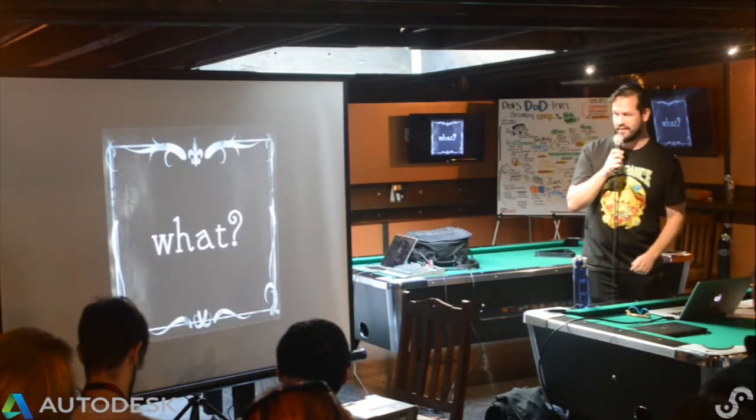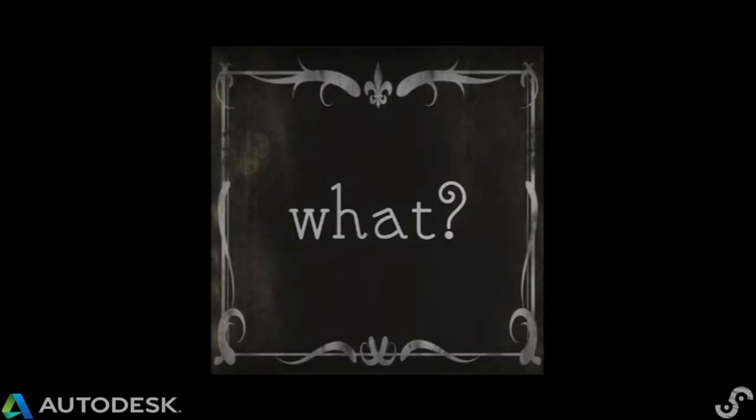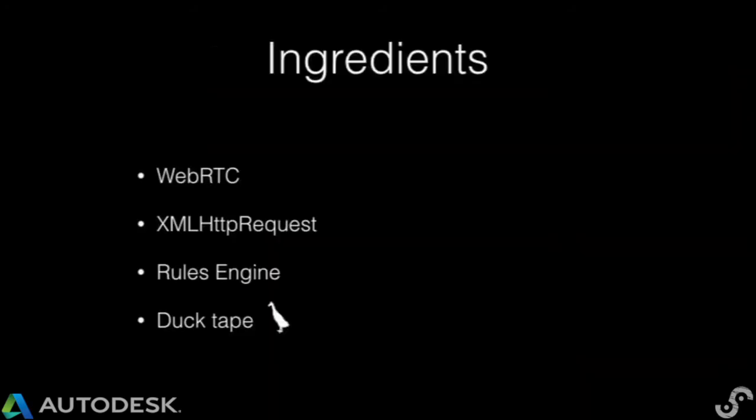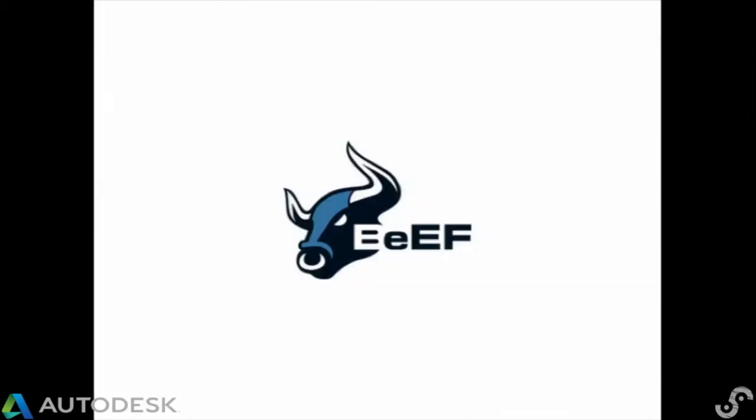And that's still not very clear, so I'm going to get to the demonstration real soon. But what I've hacked together with some upright duct tape is using WebRTC real-time communications to get internal IP address information, XMLHttpRequest objects to determine servers within my proximity, a rules engine to tie it all together, and obviously some duct tape, and a lot of BeEF.